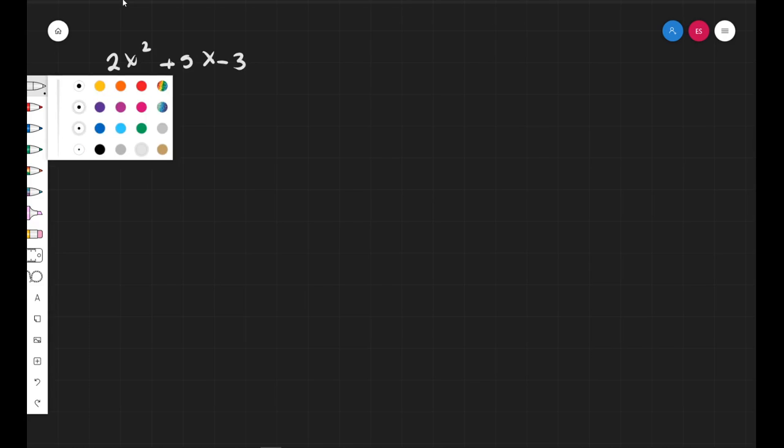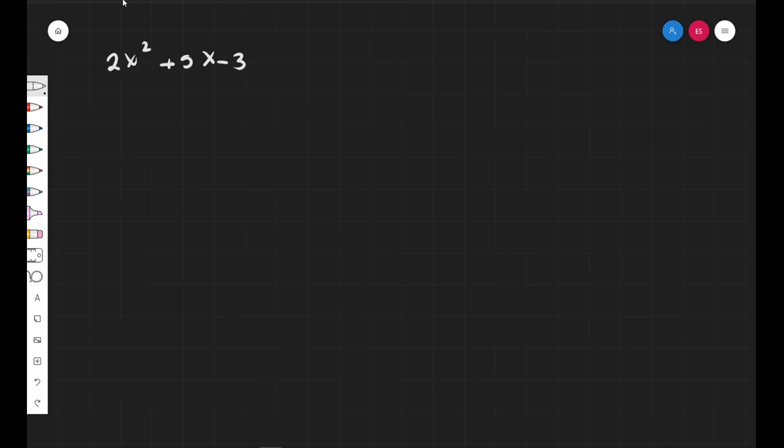Alright, so let's say that our original function was 2x squared plus 5x minus 3. If our original function was 2x squared plus 5x minus 3, we would want to factor this. So when we're factoring this, we need to come up with two numbers that multiply to be 2 times negative 3, which in this case is negative 6. And then we want to come up with two numbers that add to be positive 5.